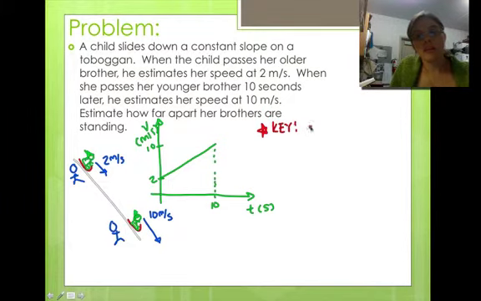As you remember from last year and probably from calculus, the area under a velocity time graph is equal to your displacement. So area under a velocity time graph.